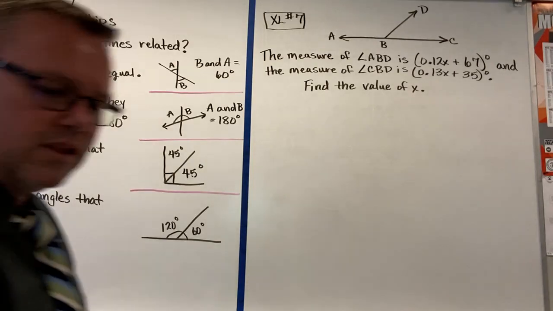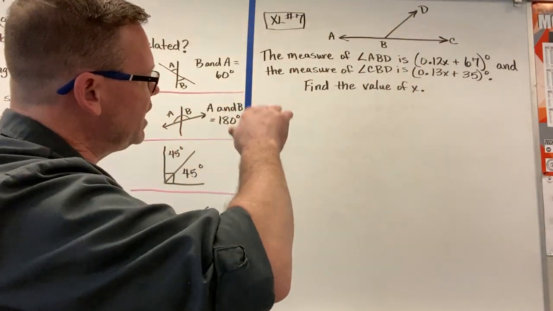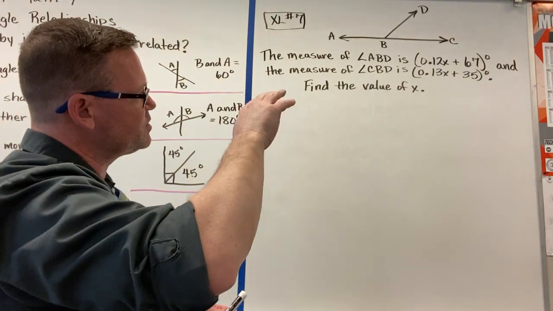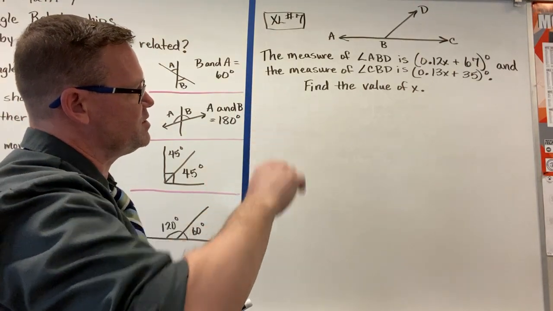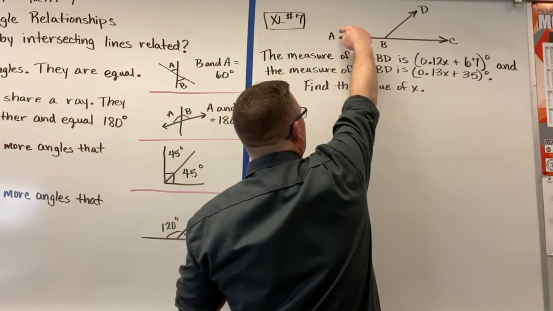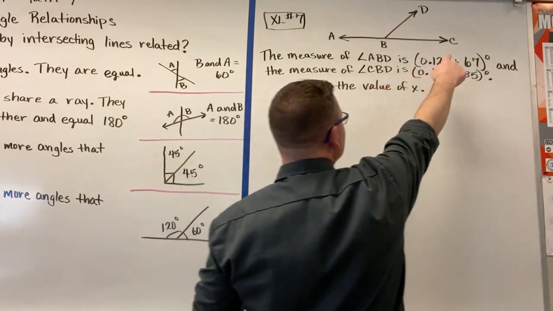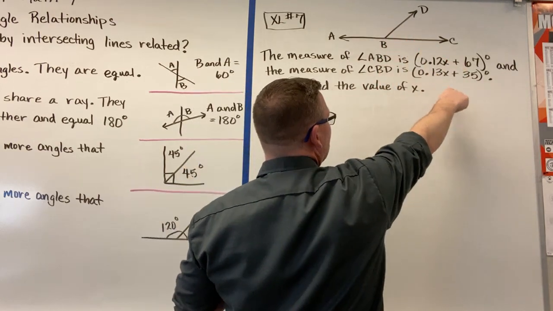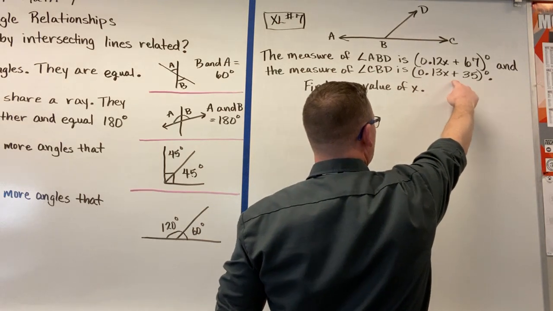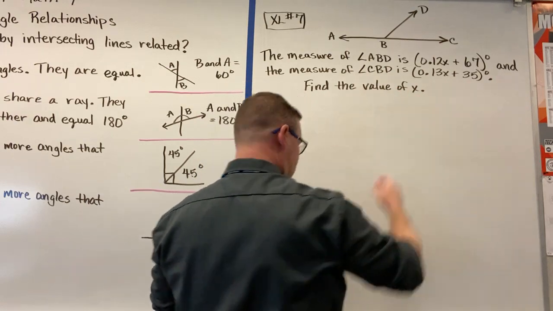Now they tell us in this that the measure of angle ABD is 0.12 multiplied by X plus 67 degrees. And the measure of, so we're talking right here, ABD, right? And then the measure of CBD is 0.13 multiplied by X plus 35 degrees. And they said, find the value of X.